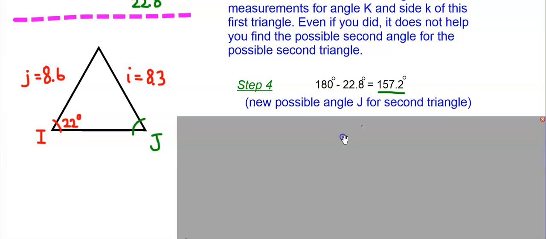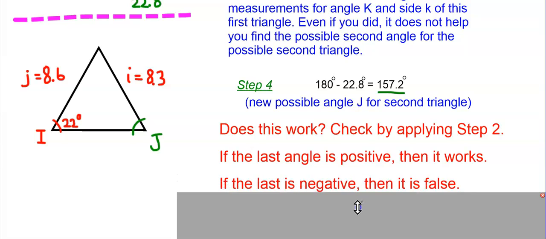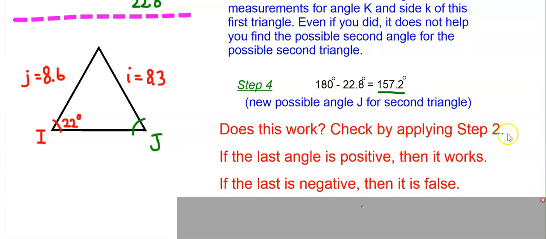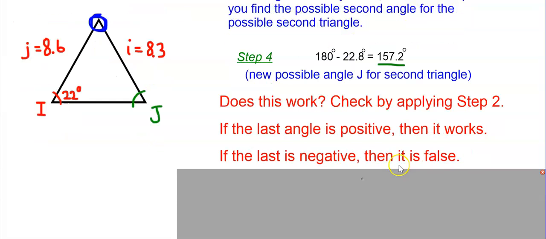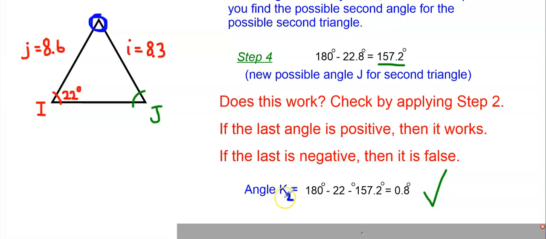Now, the question is, is that true? To check if that works or not, you apply step 2 to this second triangle. If you use the angle sum theorem to find this last angle, this is how you check to see if it works or not. If the last angle is positive, then it works. If the last angle is negative, then it is false. So use the angle sum theorem. We're finding our angle K for the second triangle.